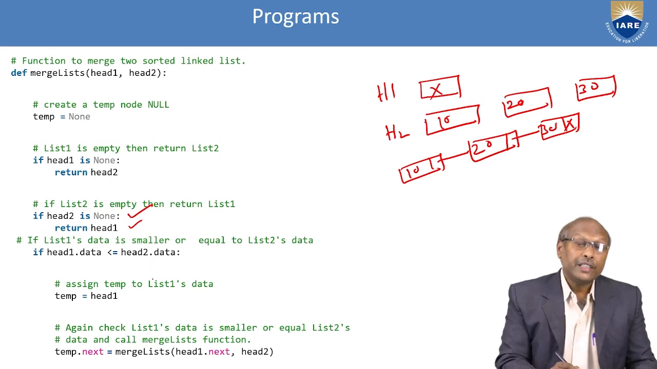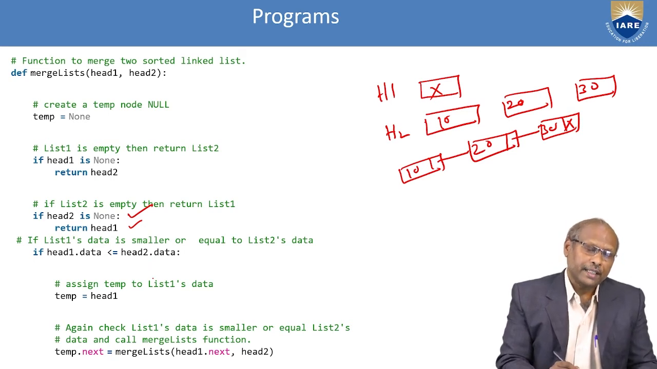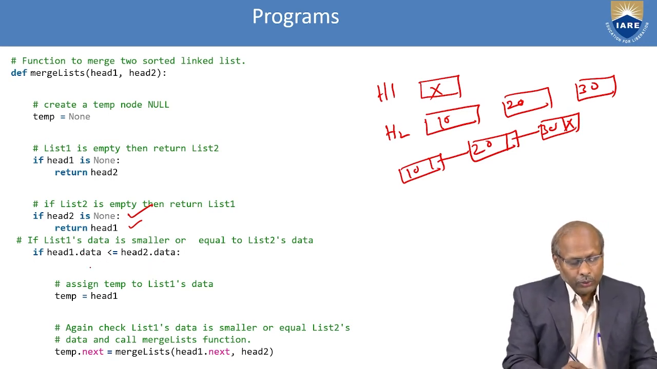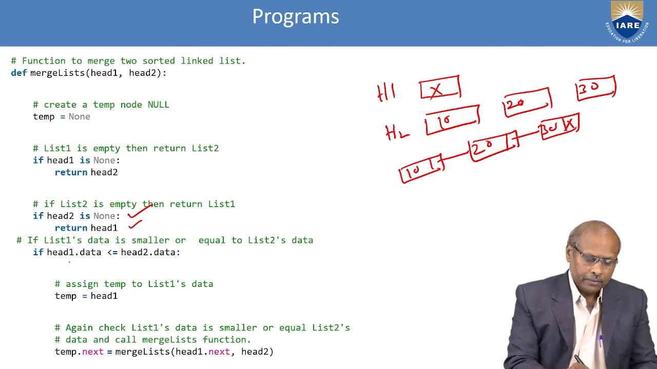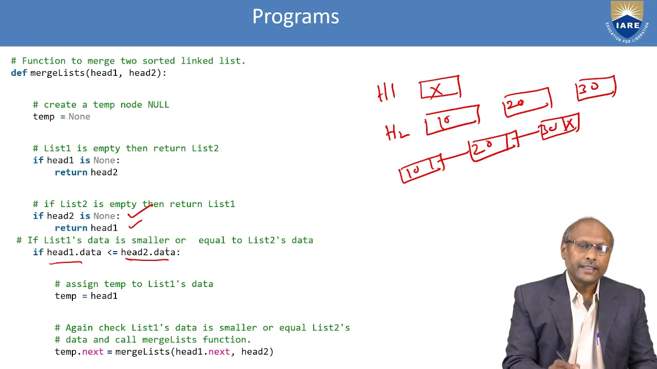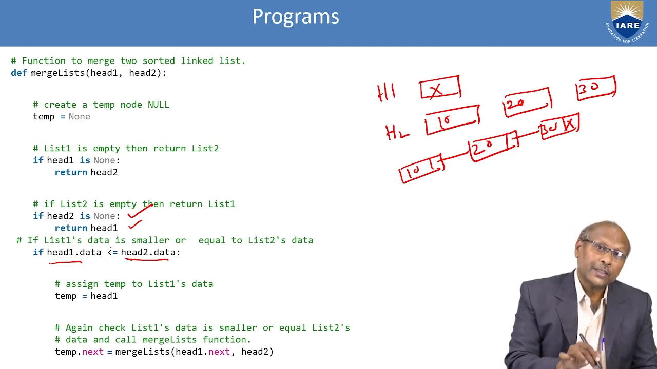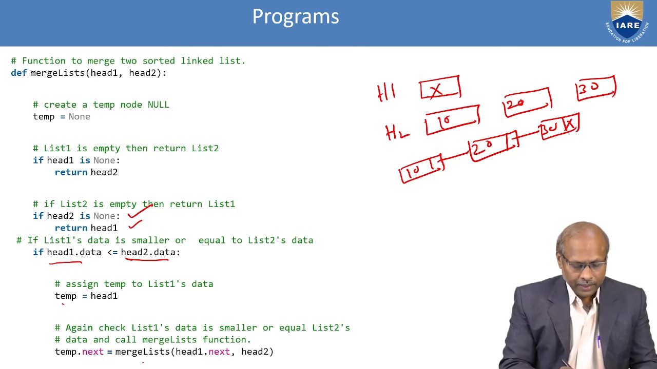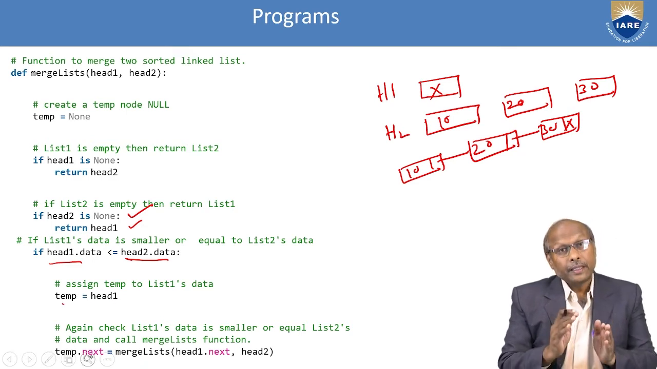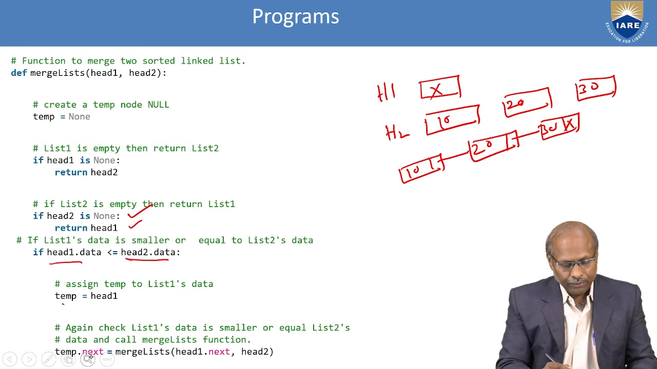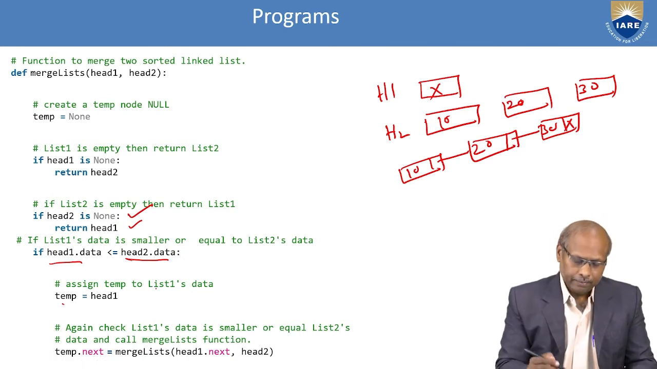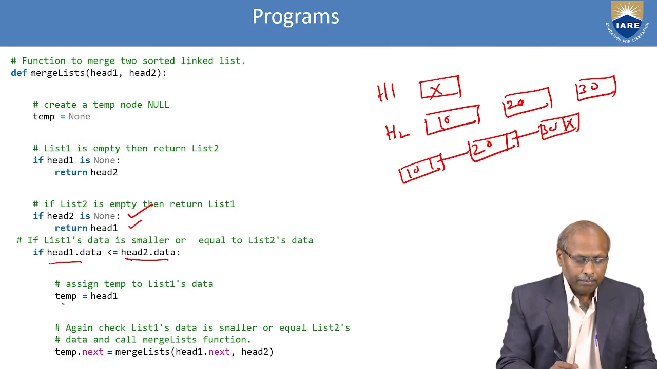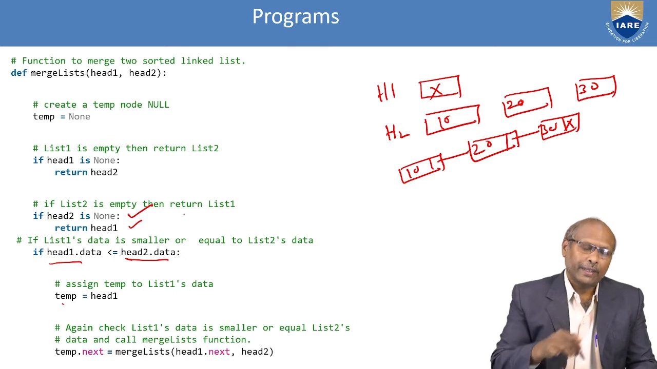If both lists are not none, that means not empty, in that case you have to check one by one. If the first node's data is less than the second node's data, that means I have to make the first node the first node. So I'll make temp equal to head 1, and temp of next, the first node's next, will be merging with second. So I will be calling my merge list function, a recursive function.